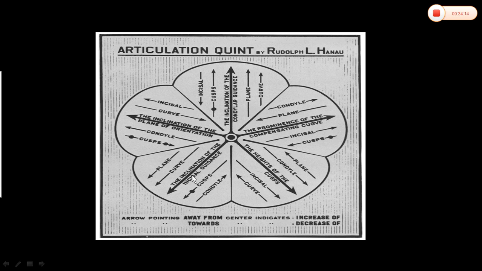If the incisal guidance angle is steep, the cusp will be steep, the compensating curve will be steep, and the occlusal plane will be steep, but the condylar guidance will be shallow. Like this we have to read the inclination of the plane of orientation, height of the cusp, prominence of the cusp, and compensating curve.